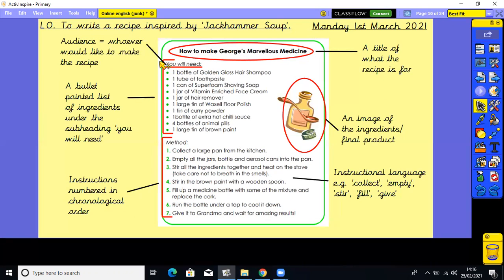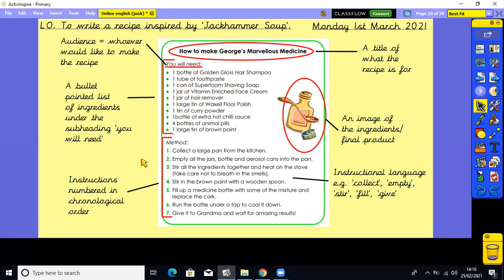So to start with, we list the ingredients. It says you will need, and then we've got bullet points of listed ingredients you will need to make this recipe. So when you make your own, the first part of your recipe needs to be the ingredients. And you can do bullet points, and you could also either say ingredients or you will need.